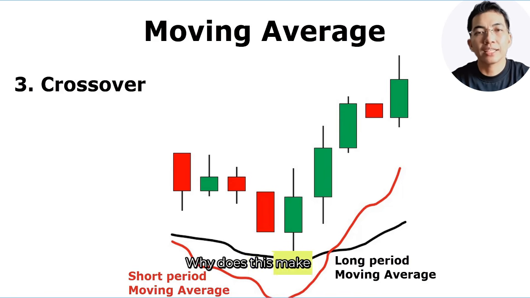Why does this make sense? Because we have said that a moving average that includes a smaller number of candles is more sensitive to recent price action. So when the short-term moving average crosses the long-term moving average, it is showing that recently the price is deviating from long-term action. So it can initiate a new trend or simply a retracement from the main trend.